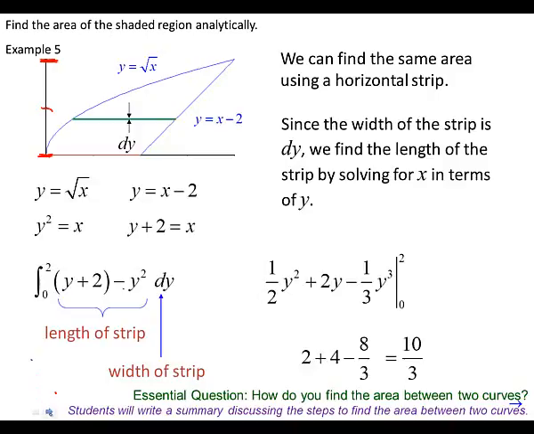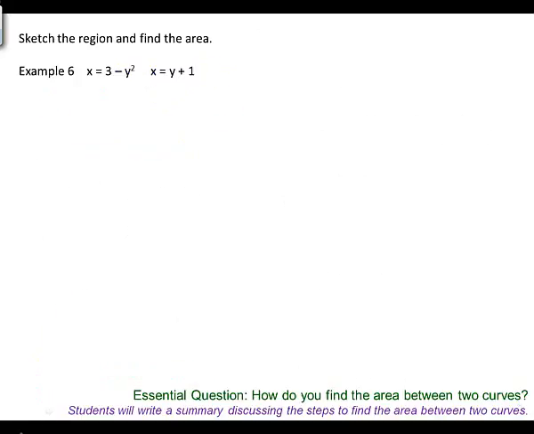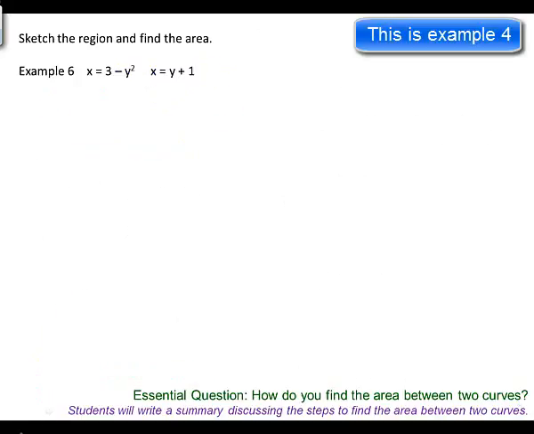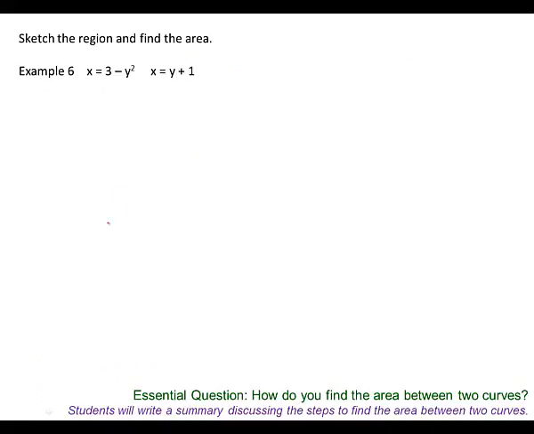All right, we good? Okay, good news, we're going to cross out example 7. So we're going to keep 6 and cross out 7. Okay? All right, so we have to sketch the region and find the area again.